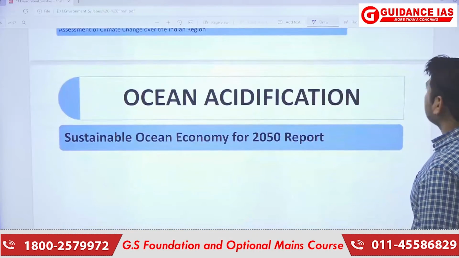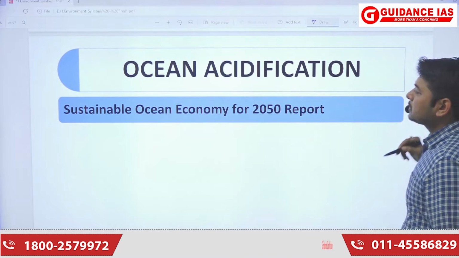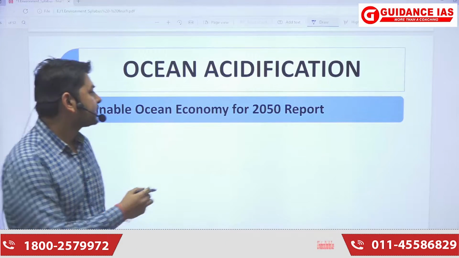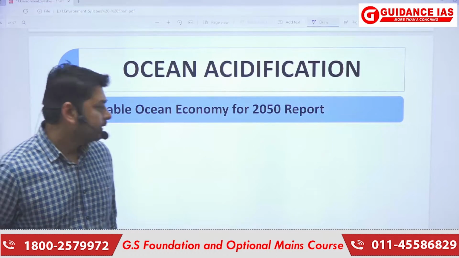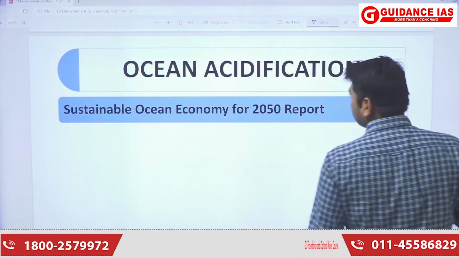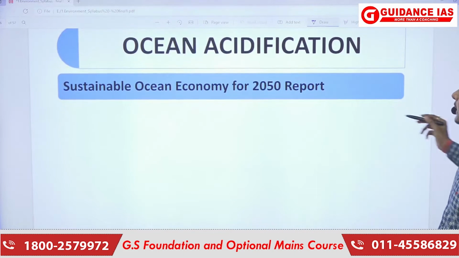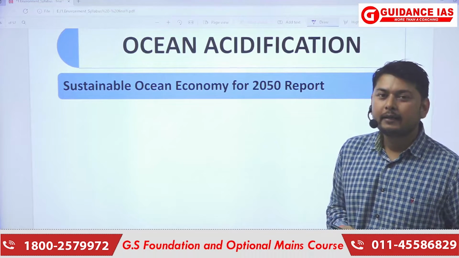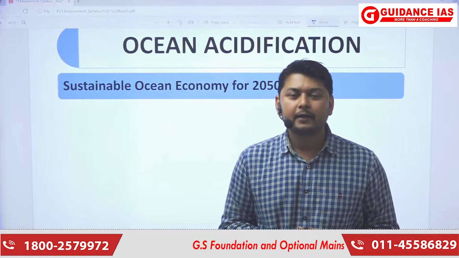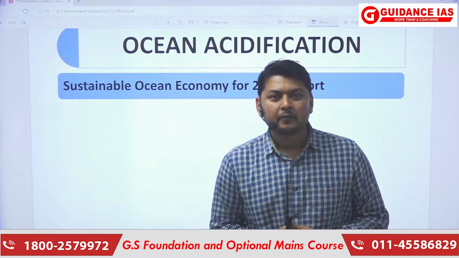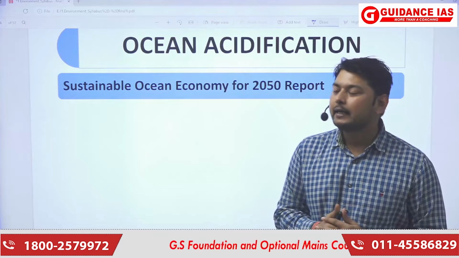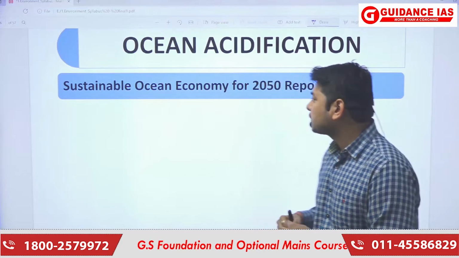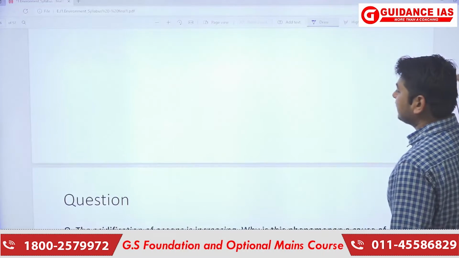Now next is ocean acidification. We have seen in a previous slide how the ocean is acidified. Basically we can understand this through a question. Now there is one point, the Sustainable Ocean Economy 2050 report, where an effort has been made by different countries or coalitions to reduce further acidification of the ocean. So we'll be seeing this in further lectures.